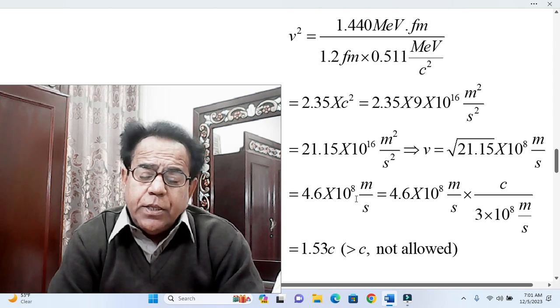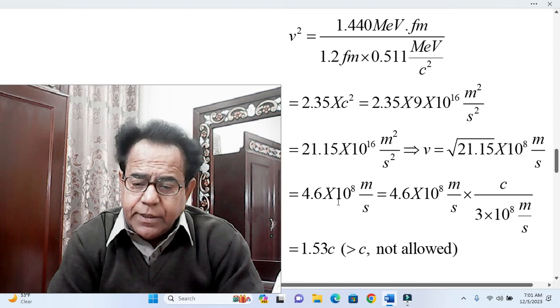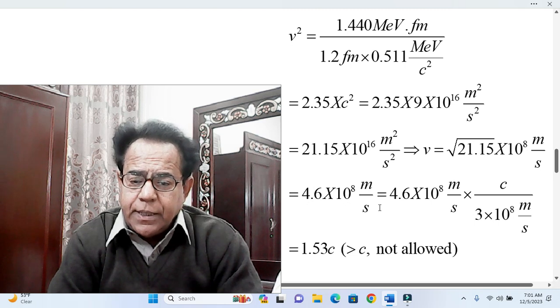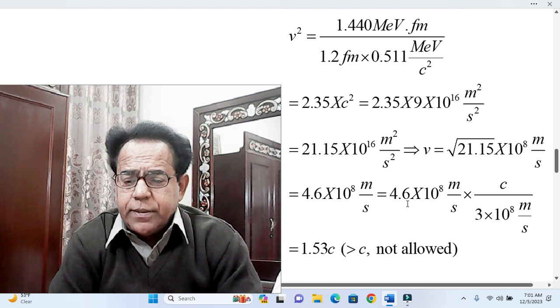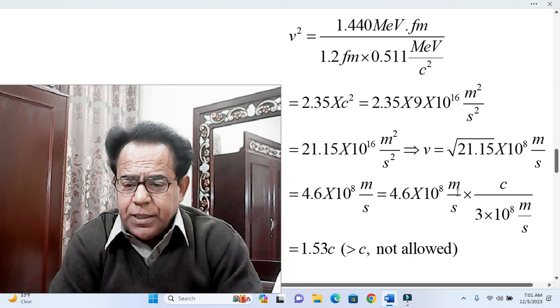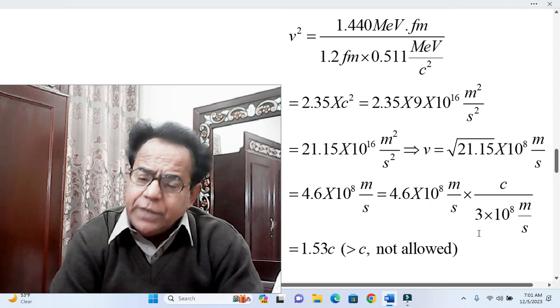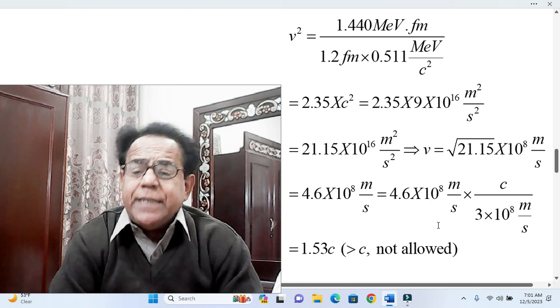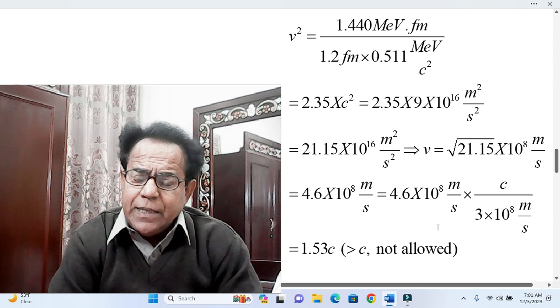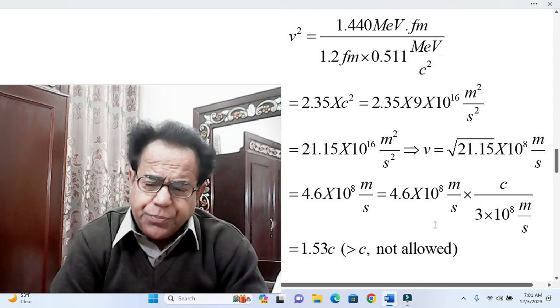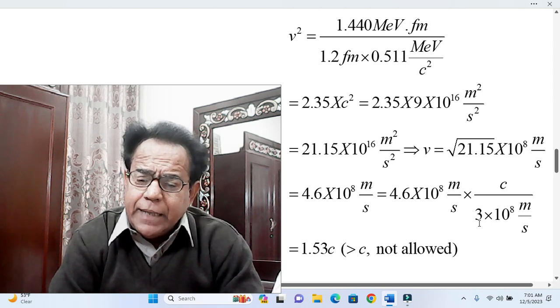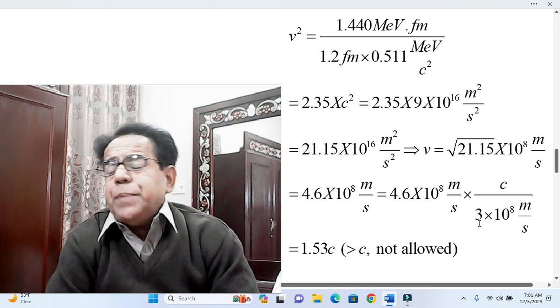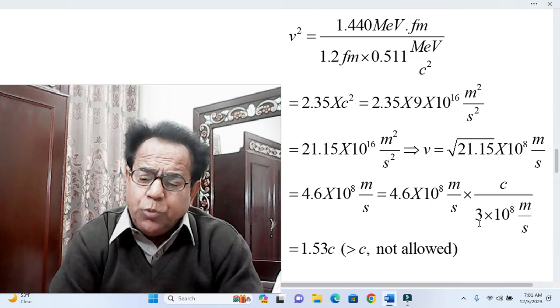Okay, this becomes equal to 4.6 into 10 raised to the power 8 meter per second. This becomes equal to 4.6 into 10 raised to the power 8 meter per second into c over c. Here in the next step, dear students, we are going to find out the value of v in terms of c, the speed of light. That is to say, we can say relativistic speed. So we have multiplied and divided it by c, so it will not make any difference, because both will be cancelled.